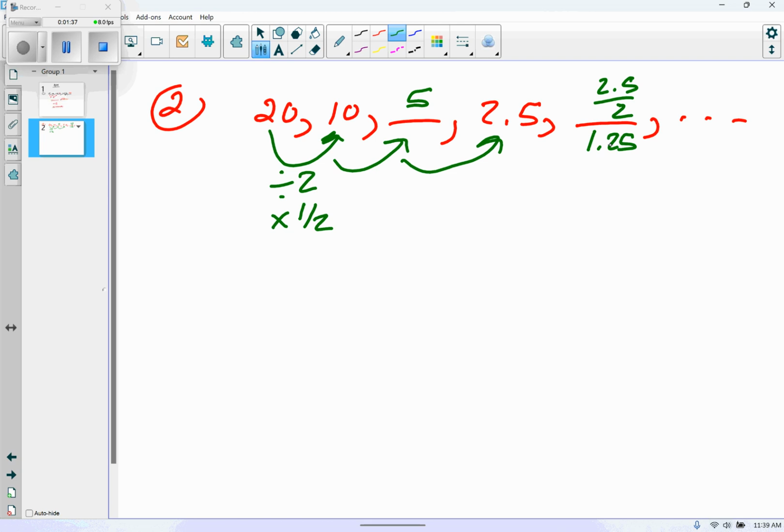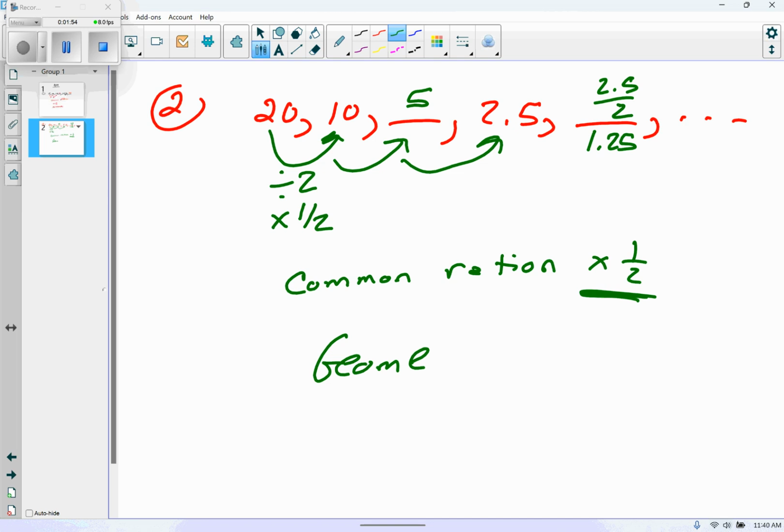Do we have a common ratio or a common difference? Yeah, we have a common ratio, so circle that one. Common ratio because we are multiplying by half, and that is our common ratio. Is it arithmetic or geometric? It's geometric because I am multiplying to get to the next term.